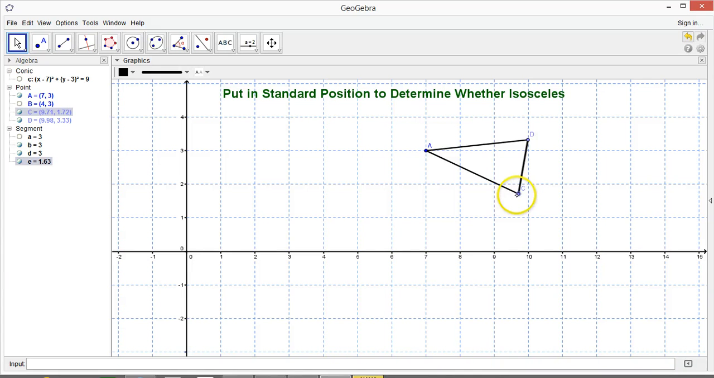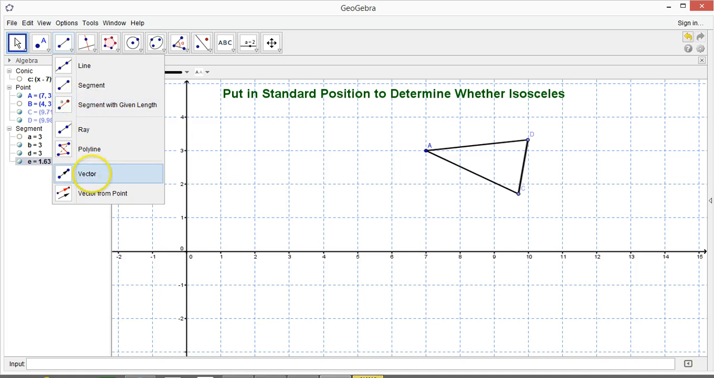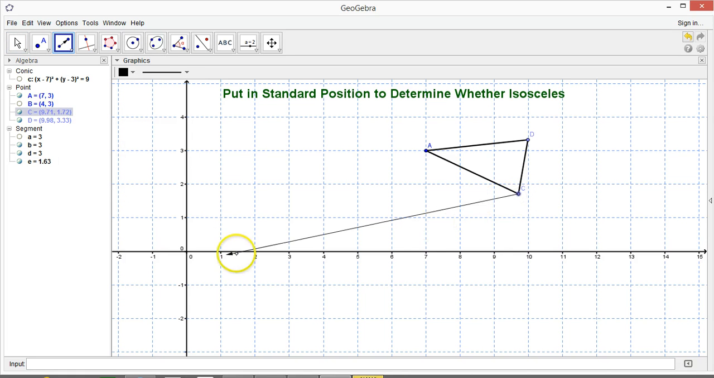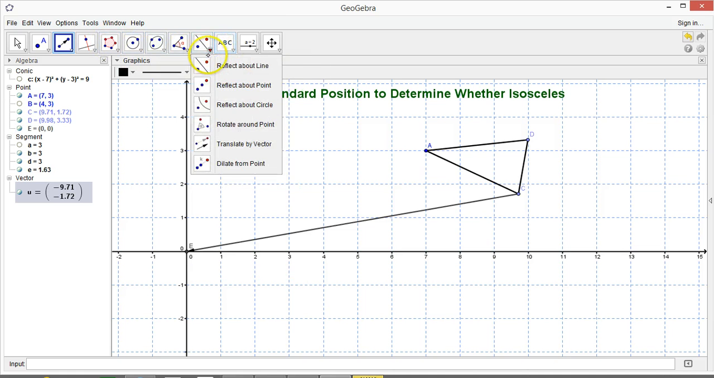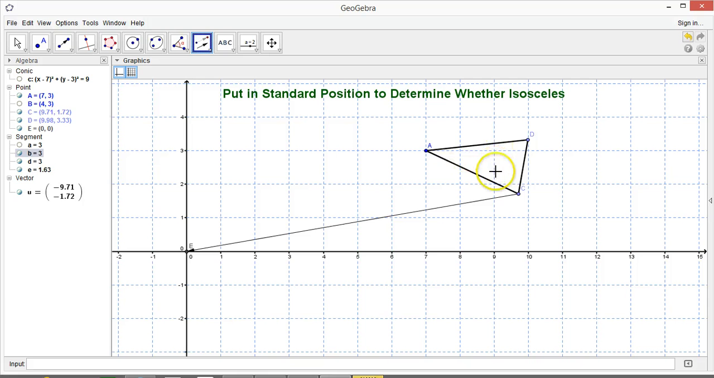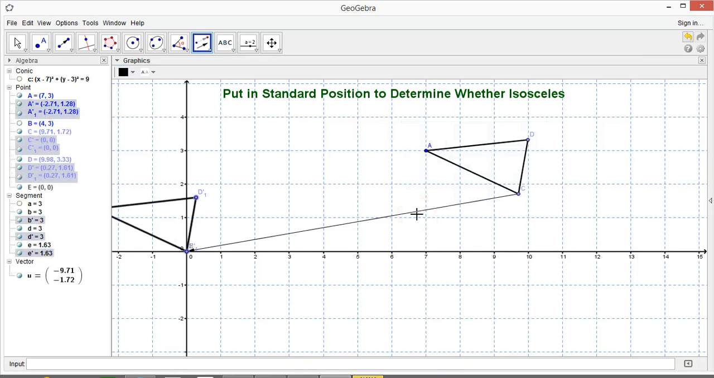So I'm going to take this point C, I'm going to translate it to the origin as 0, 0. So I'm going to grab my vector tool, click on C, it's going to go to the origin, so I'm going to click on the origin. Now I'm going to translate. Now, notice we don't have the interior of this triangle. It's not shaded, so this isn't a polygon. It's just segments right now. So since it's not a polygon, then I have to highlight everything. So all of that stuff. And now I'm going to translate that by this vector. So there, I just translated this triangle.